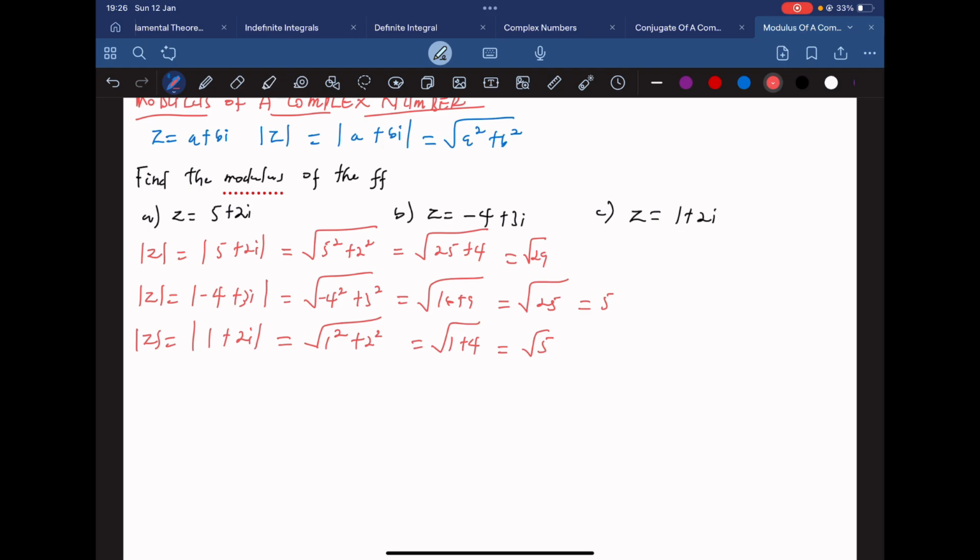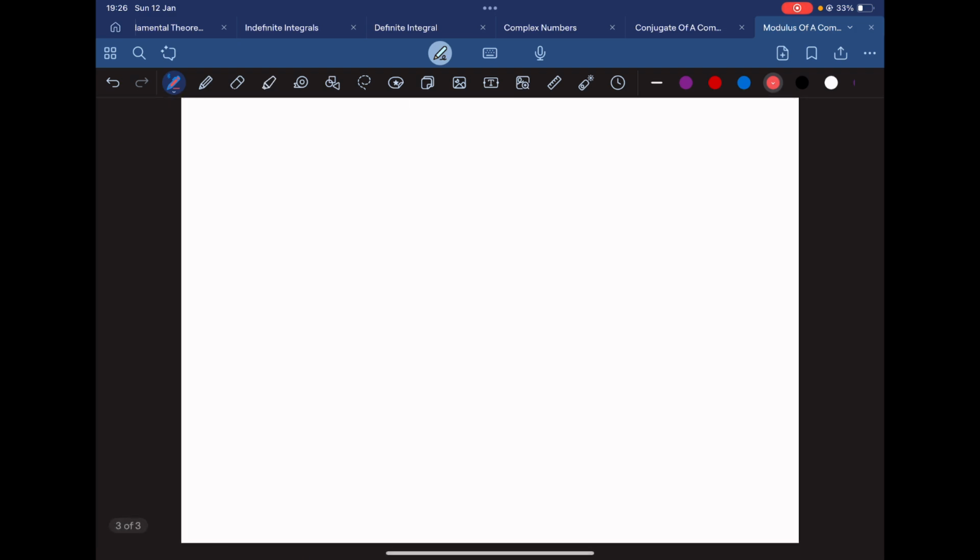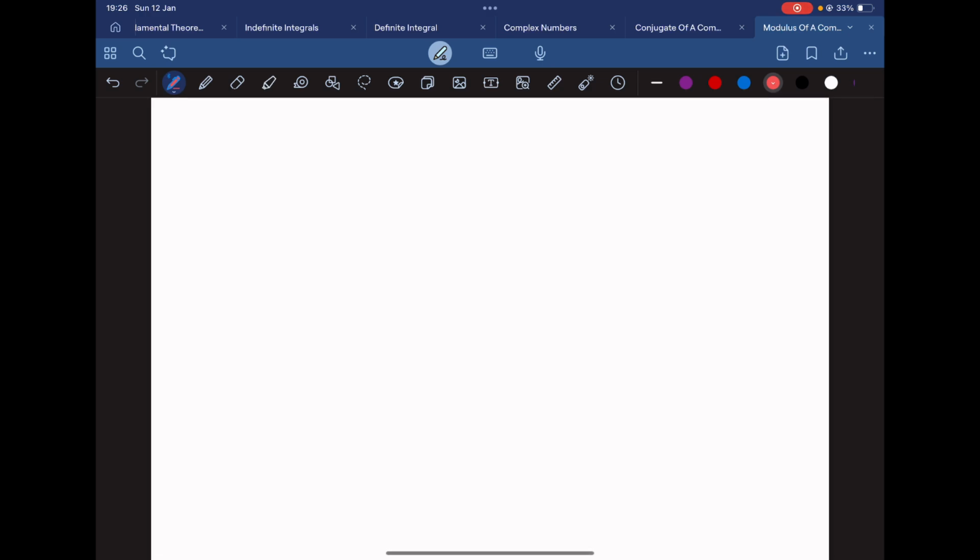Now we have some questions where we have to show that some statements are true. So let us look at this question. We have to show that the modulus of z1 multiplying z2 is indeed equal to the modulus of z1 multiplying the modulus of z2. So as we did in our previous video, we will let z1 be equal to a plus bi, and we let z2 be equal to c plus di. So we have z1 dot z2.